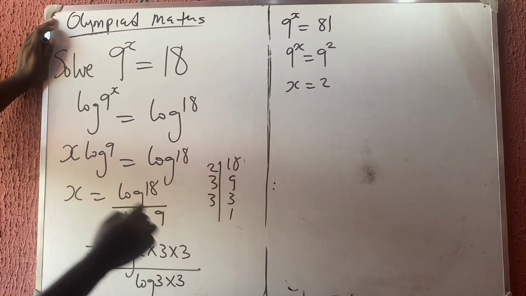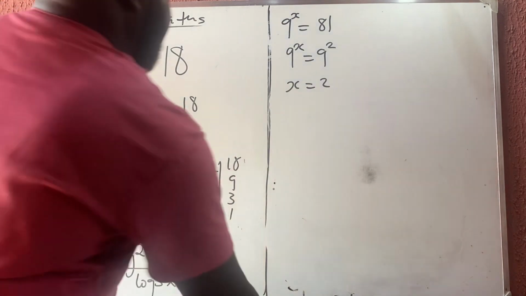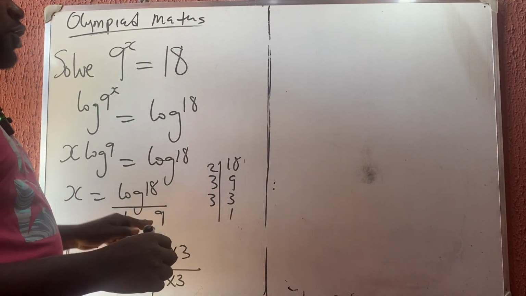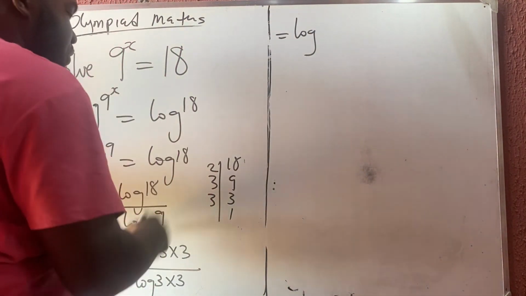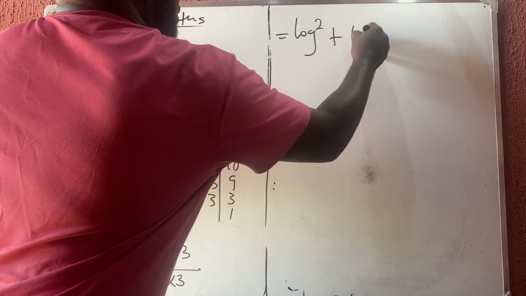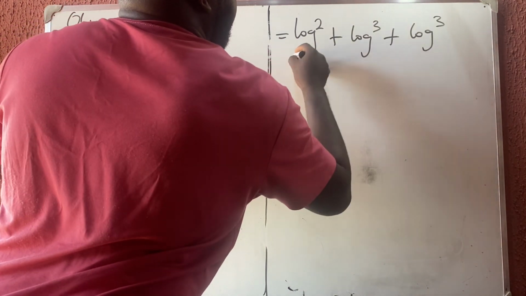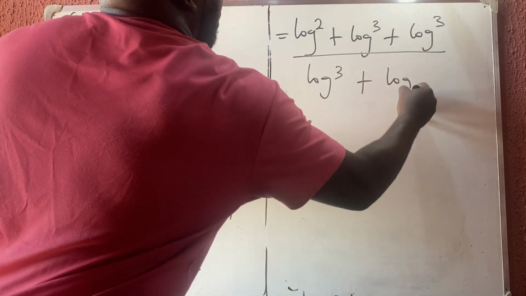3 times 3. Okay? Now, according to logarithm, the reason I'm having times is because of plus. So if I want to put log for everybody, it's going to be log 2 plus log 3 plus another log 3. Okay? Divided by log 3 plus another log 3.